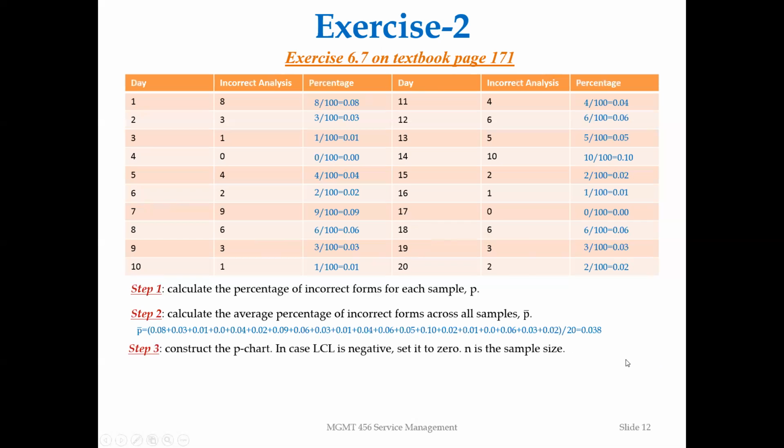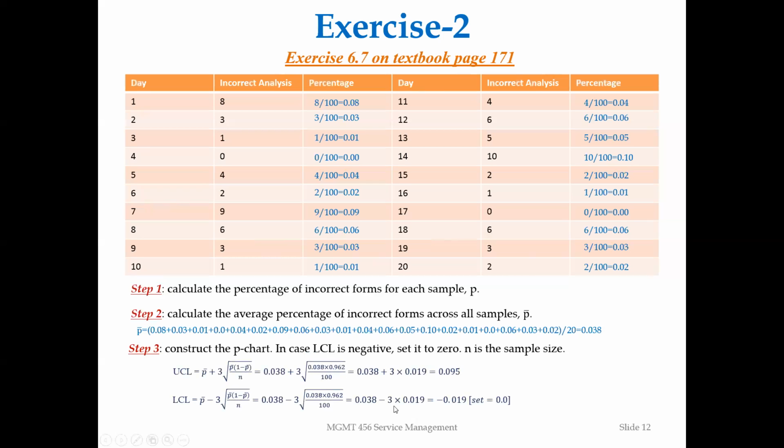Step 3, construct the p-chart. How do we construct a p-chart? We need to determine the lower control limit and upper control limit by using a given formula. So for the p-chart, this is the formula to use. Look at the formula. We need 2 numbers. P bar, which we already have from step 2. We also need to know what N is. N is sample size. For this particular example, sample size is 100 because every day we collect 100 data points.